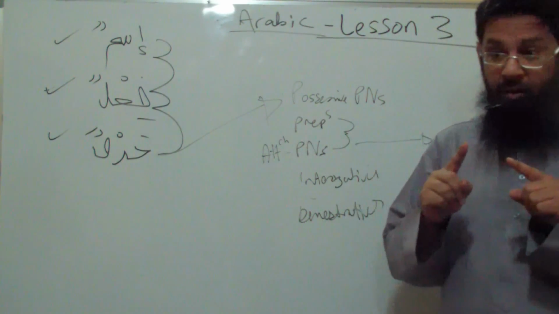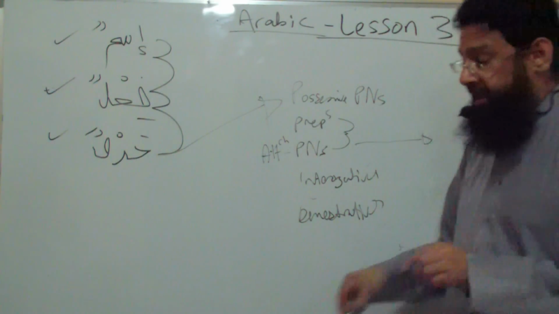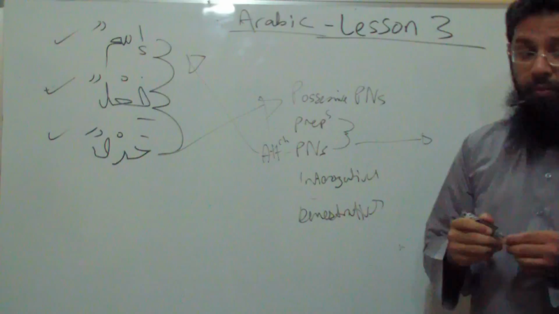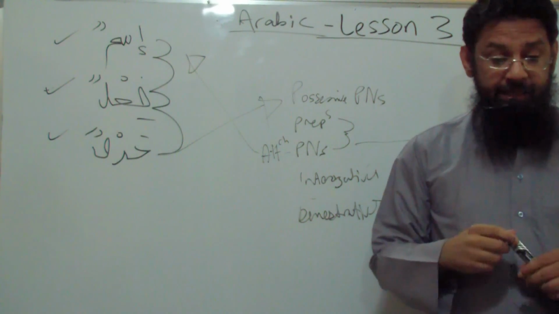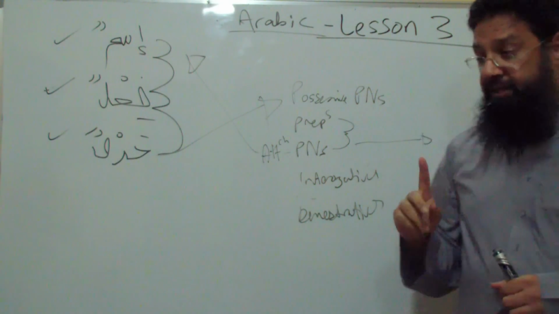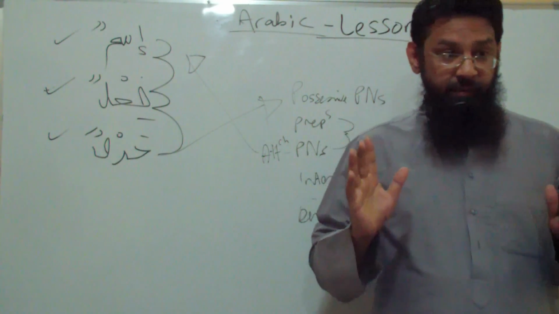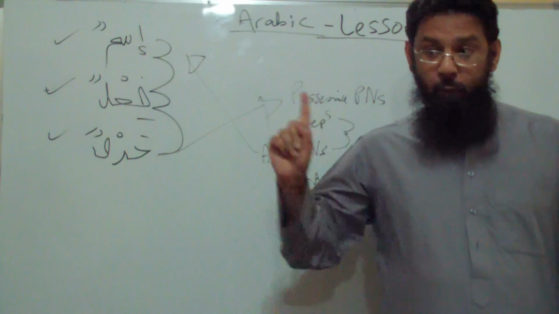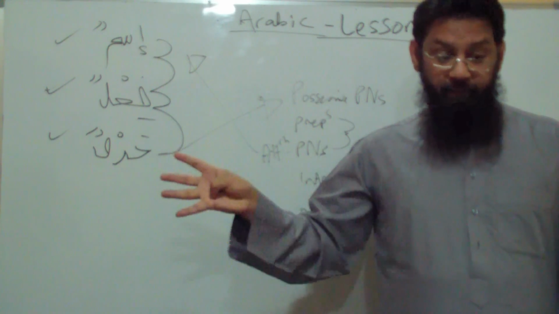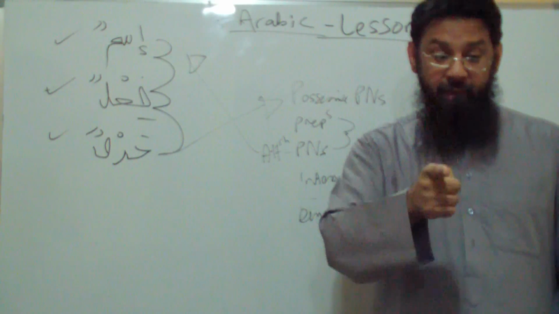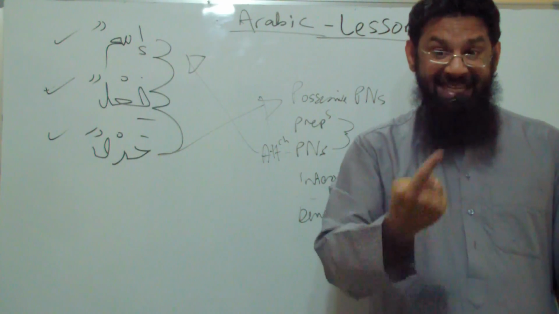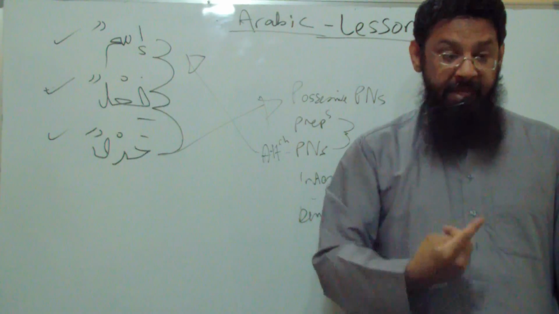So this is an example of attached pronouns to ismun. Right? Because the ismun in deenuhu is which? Deen. And so deen is the actual ismun, and the attached pronoun is hu, deenuhu, his deen. Deenuhum, their deen. Deenuka, your deen. Deenukum, all your deen. Deeni, my deen.